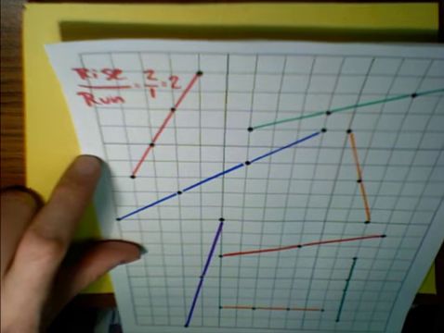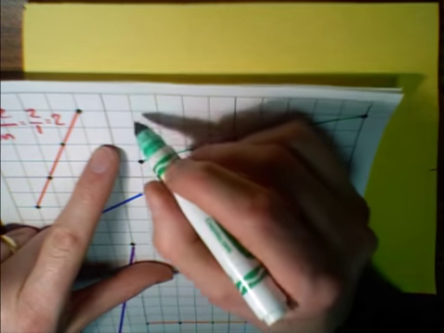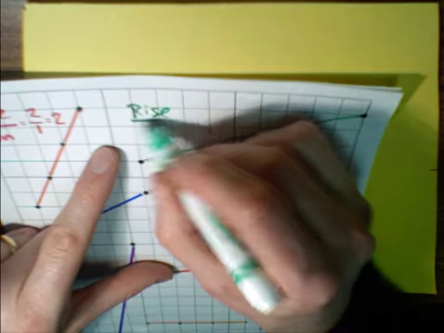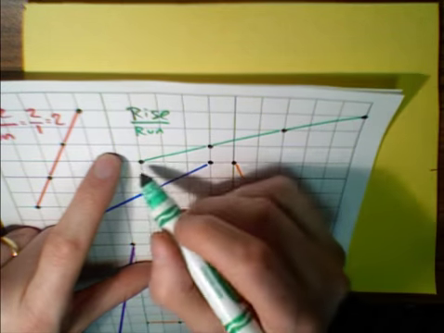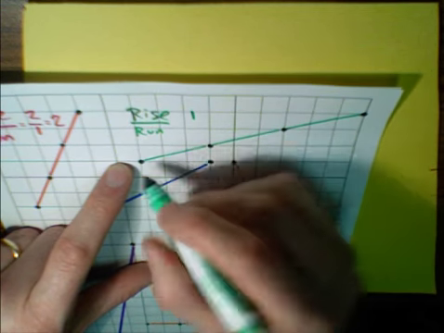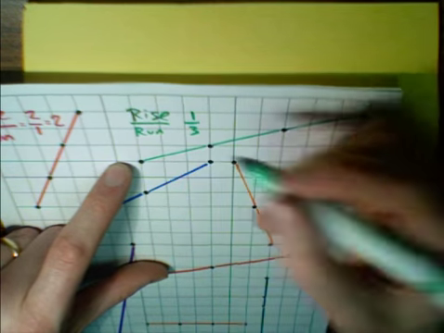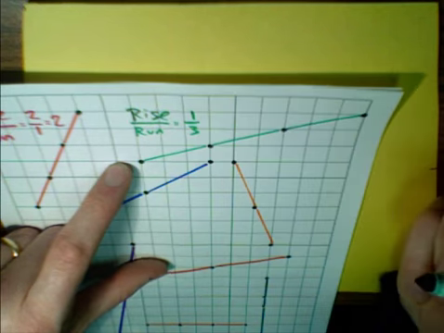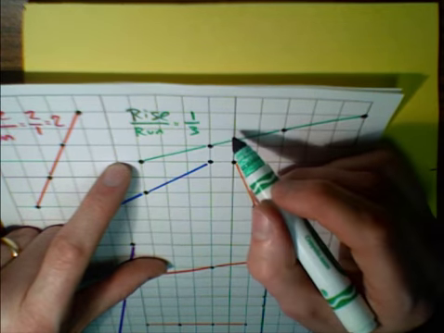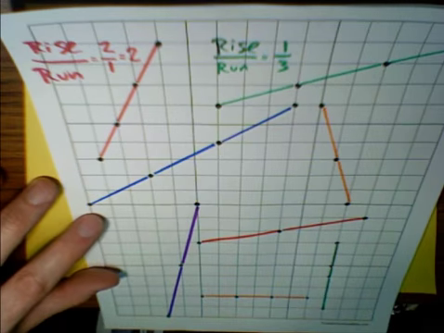Let's take a look at the green line. What's our slope in this case? Again, our slope is rise over run. Just pick a dot. I'm going to pick the left-hand dot. Rise 1, run 1, 2, 3. So our slope is 1/3. Let's take a look at this blue line.